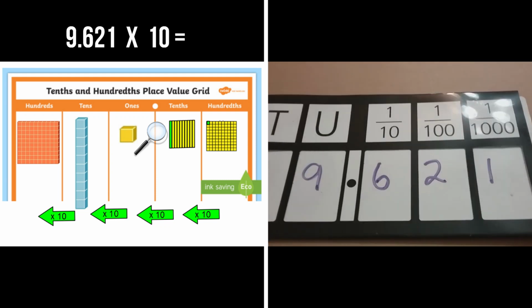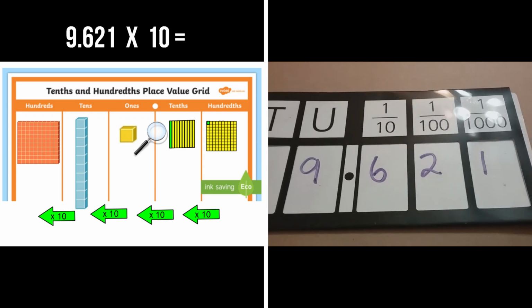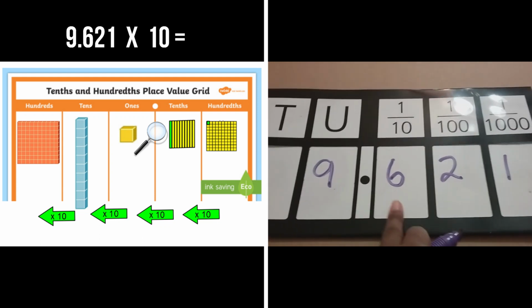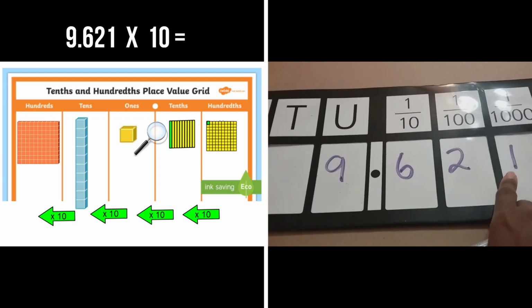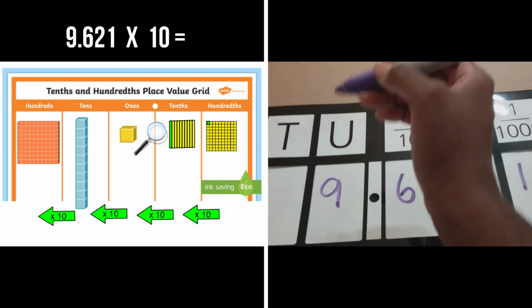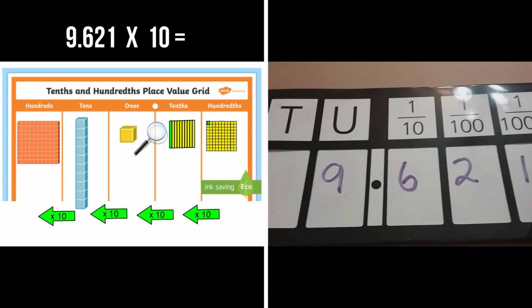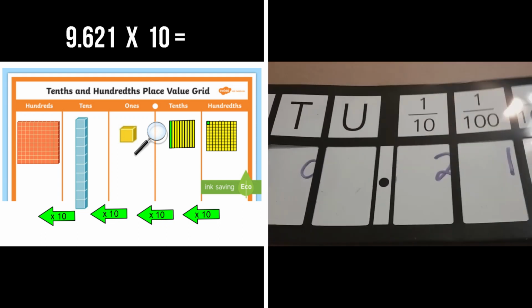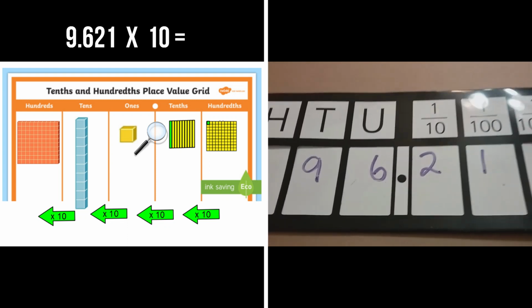On the left-hand side of your screen, you should be seeing the first problem that says 9.621 times 10. What I've done is I've put this number, 9.621, into my place value chart. Remember what I said, to multiply by 10, all we're doing is shifting the numbers over one place, because as you move one place to the left, everything is 10 times greater. So let's see what happens when I shift this number over. All right, I moved everything over just one place.